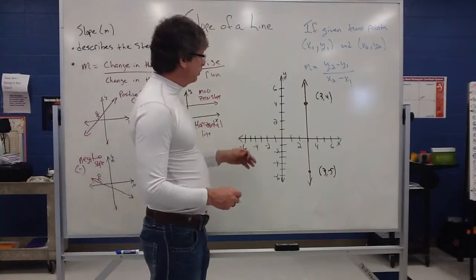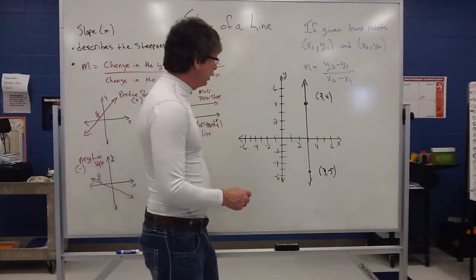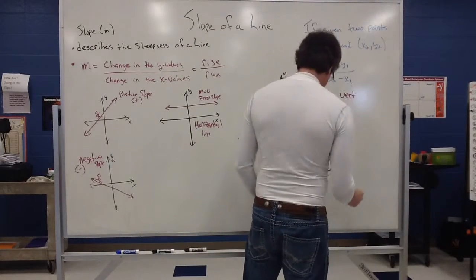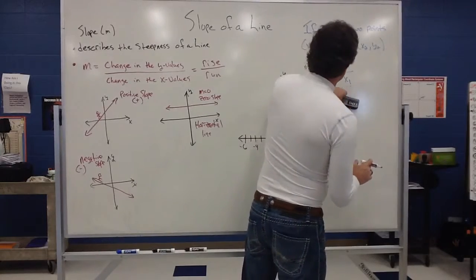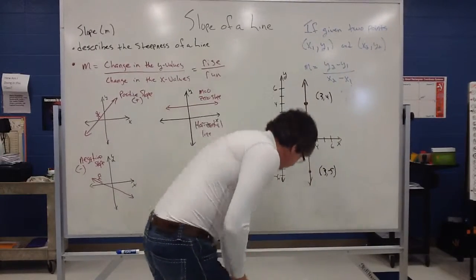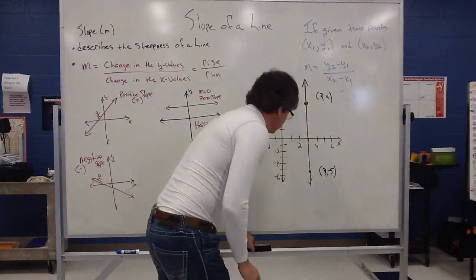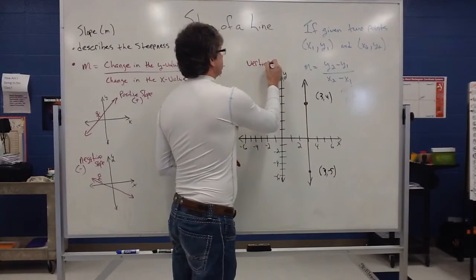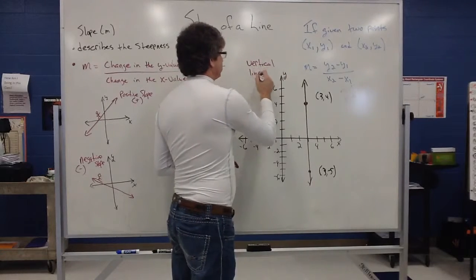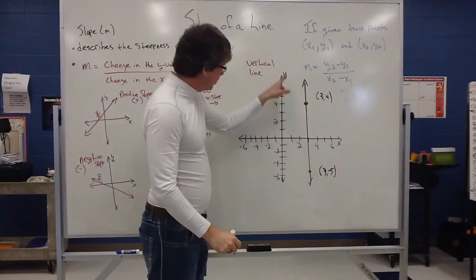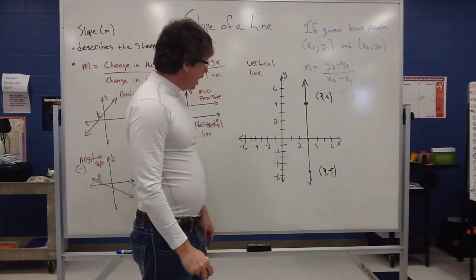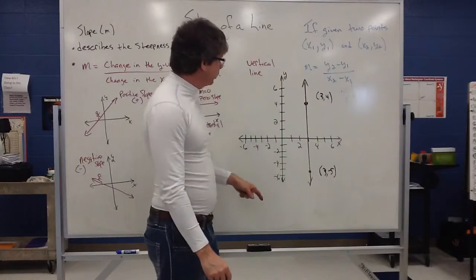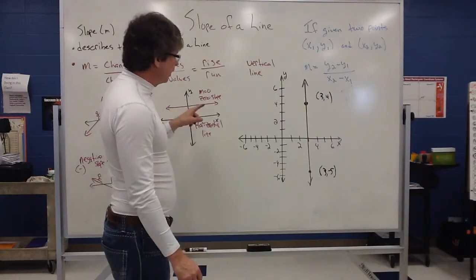Let's look at another example. Now we have what we call a vertical line. So this line would be considered a vertical line. Notice the vertical line is actually going to be parallel to the y-axis. Now, again, our mission is to talk about the slope of the line. And the slope of the line, again, is this concept of change in y with change in x.